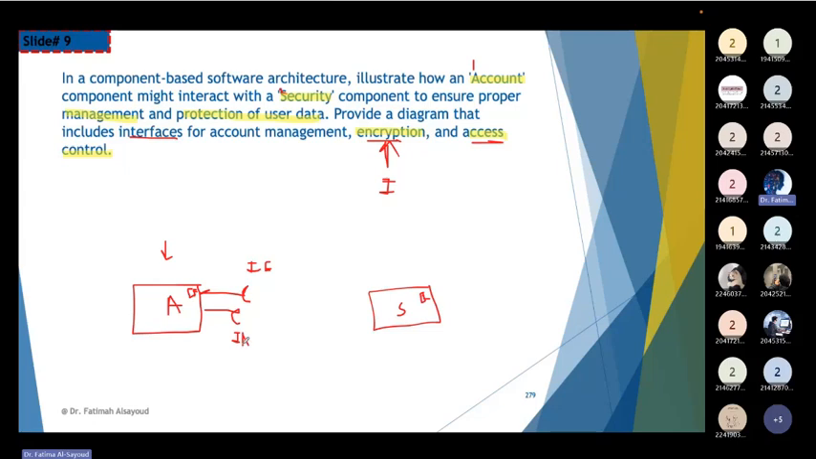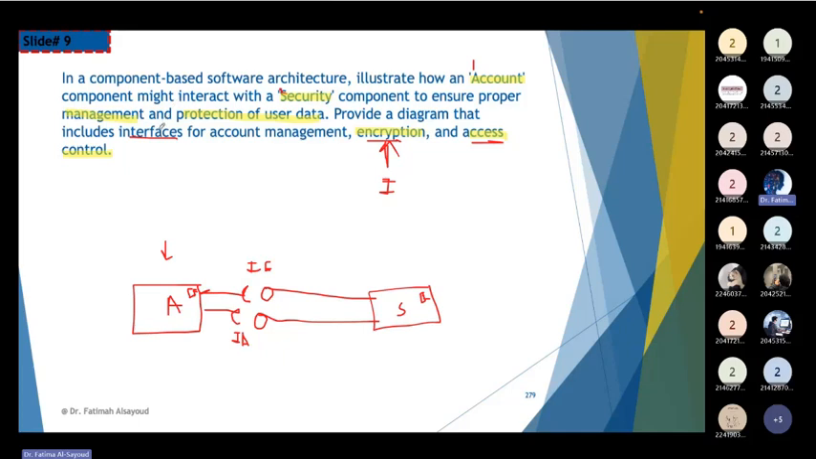So who's going to provide me in these cases? They already told you that you have a security component, so this is going to provide it. So if you have it like this, you will get the full explanation. If you get a question like this, usually if it comes as a short question, you need to draw the diagram as much as you can and explain it. So here you're going to say that we're going to have two components, accounts and security. The accounts component needs the encryption and the access control, which are provided by the security component. And that's it.